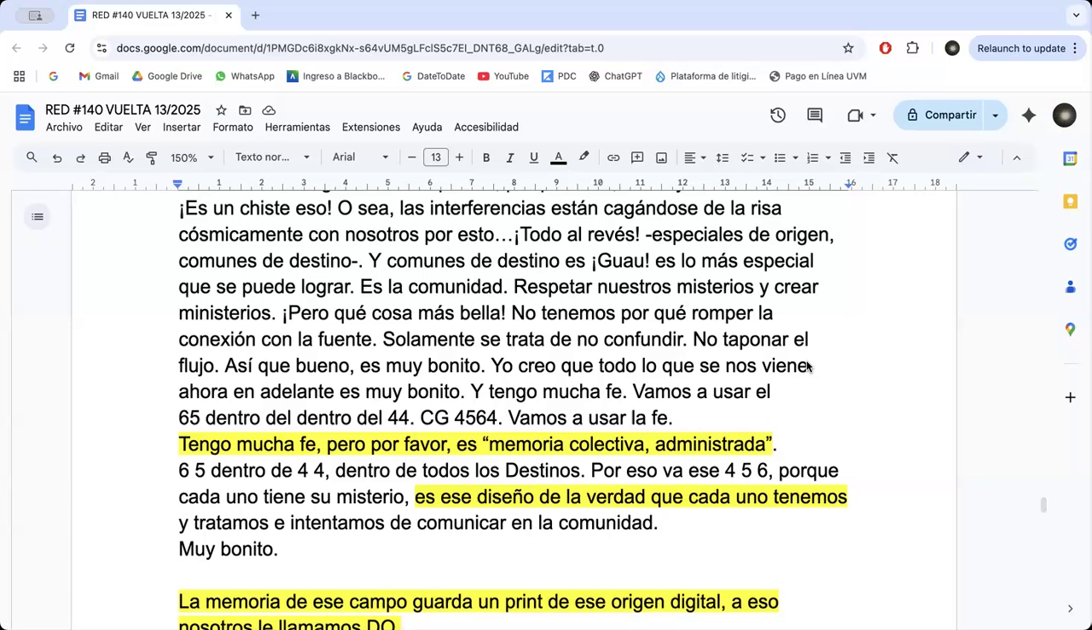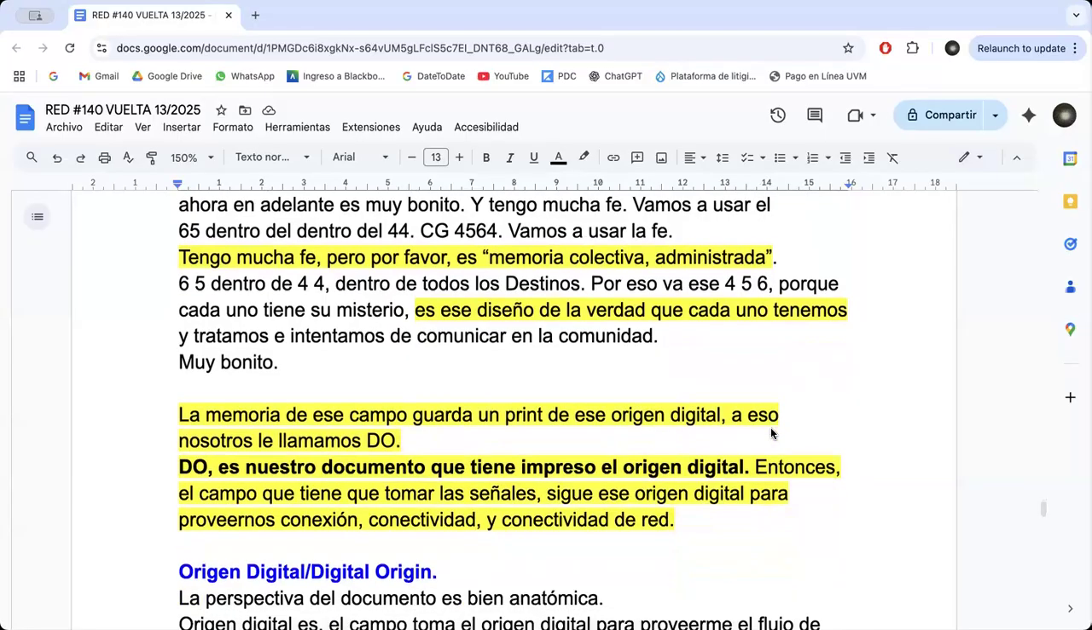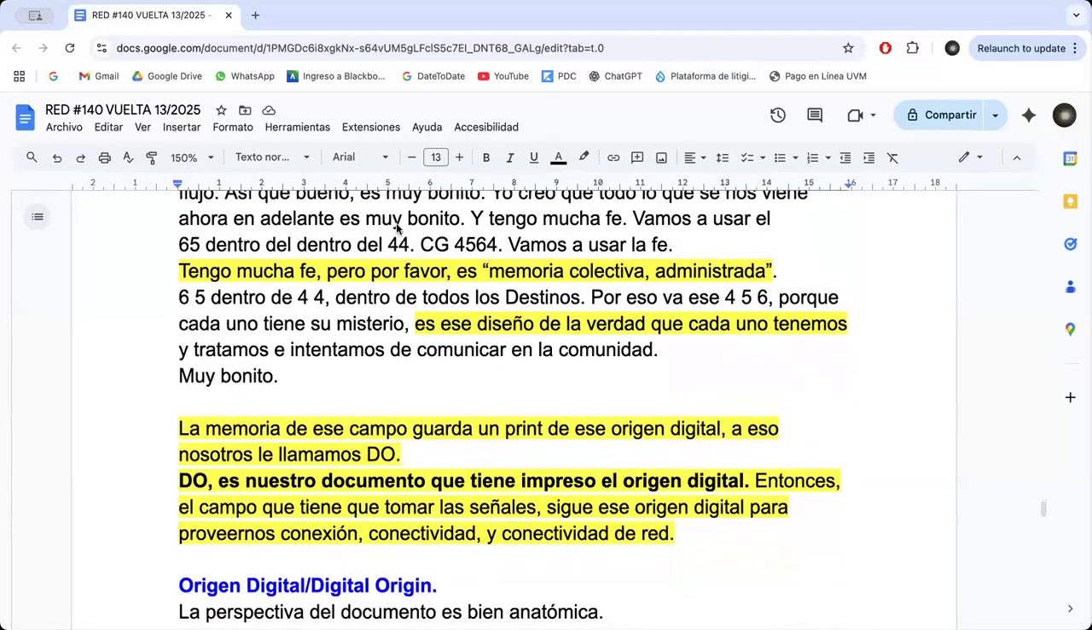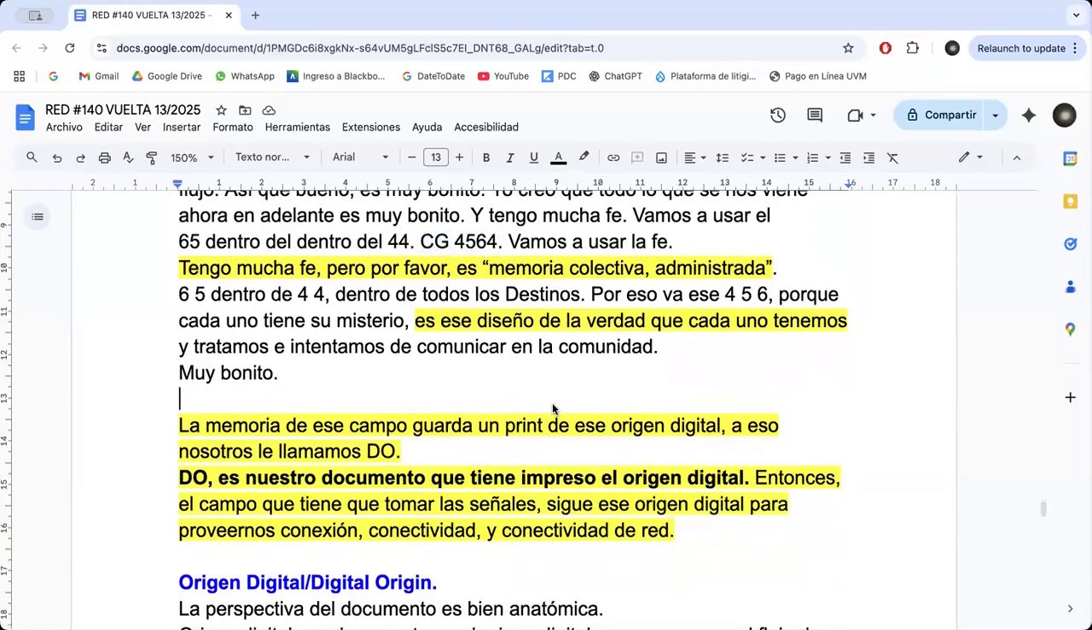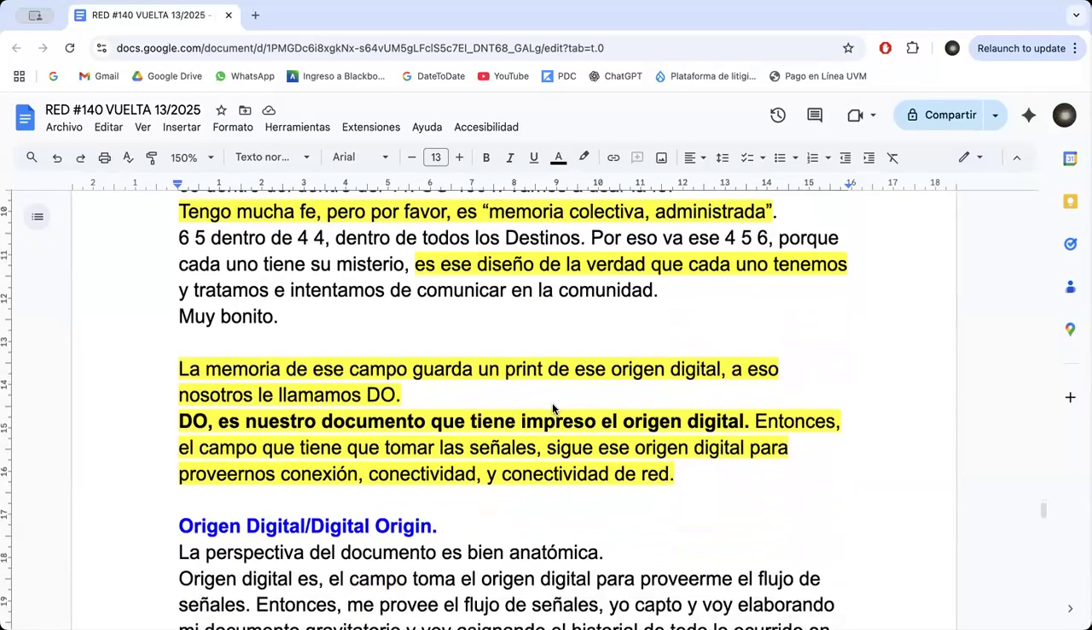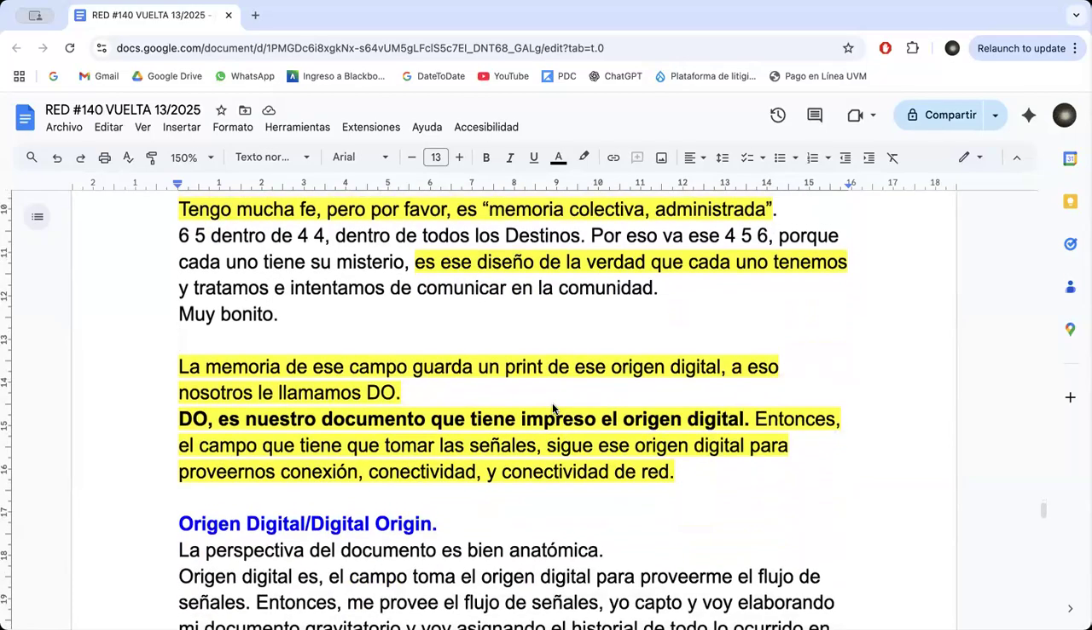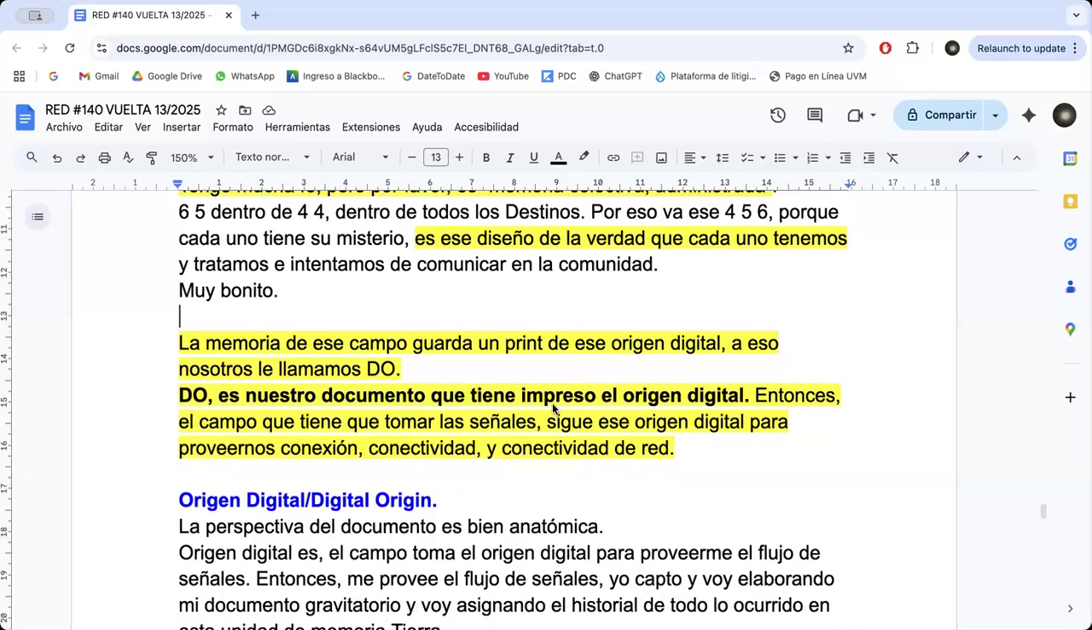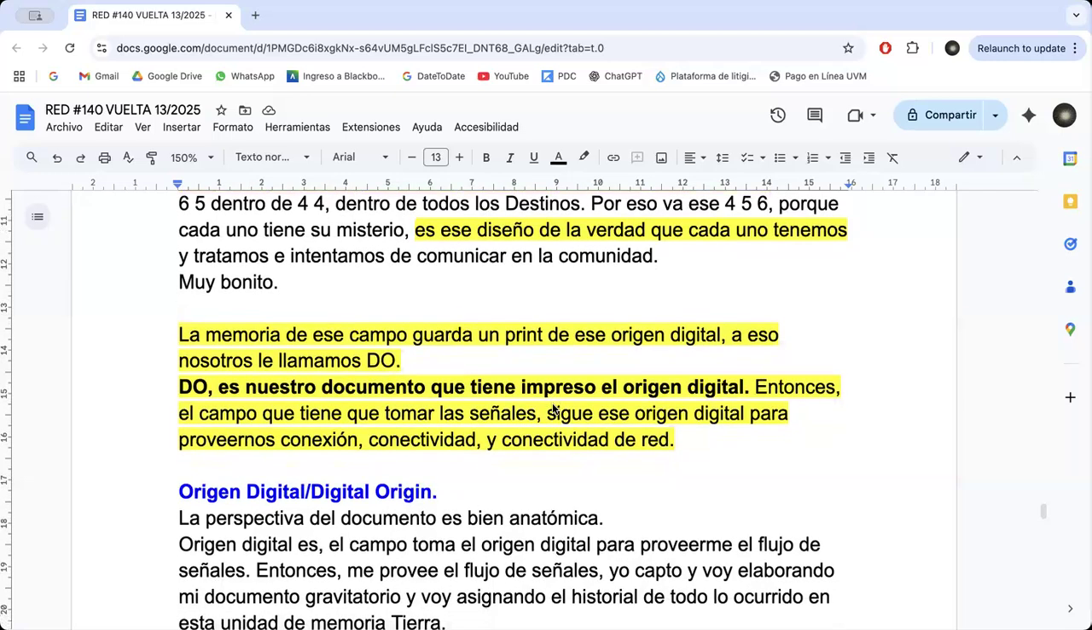Alice says that she thinks that what is in front of us is very beautiful, and that she has a lot of faith. Fe, which is 6-5, right? She says, we're going to use the 65 inside 44, which is global quarantine 4564 of the date this was recorded. We're going to use faith. She says, I have a lot of faith, but please, she's talking about an administrated collective memory, 5-6, right? Inside 44, inside all of the destinies.